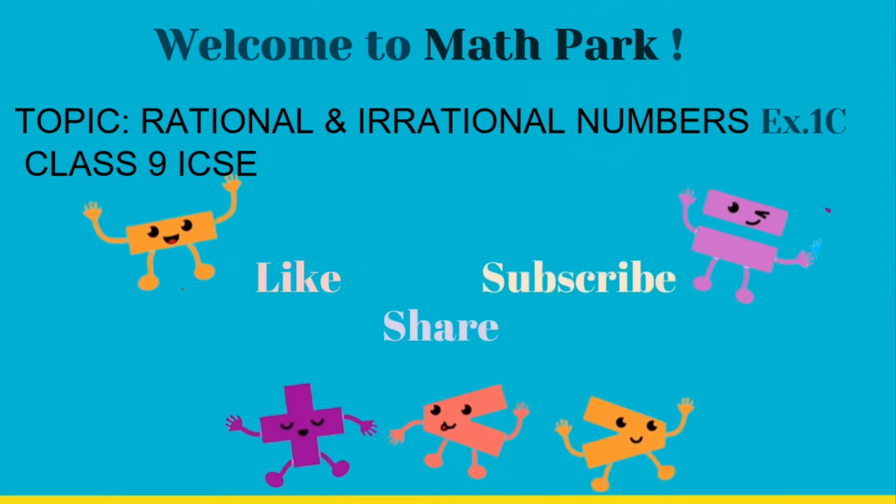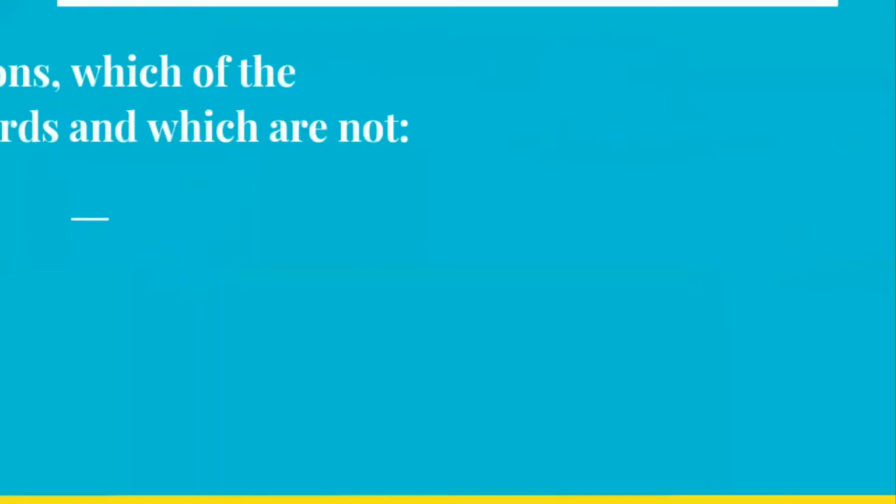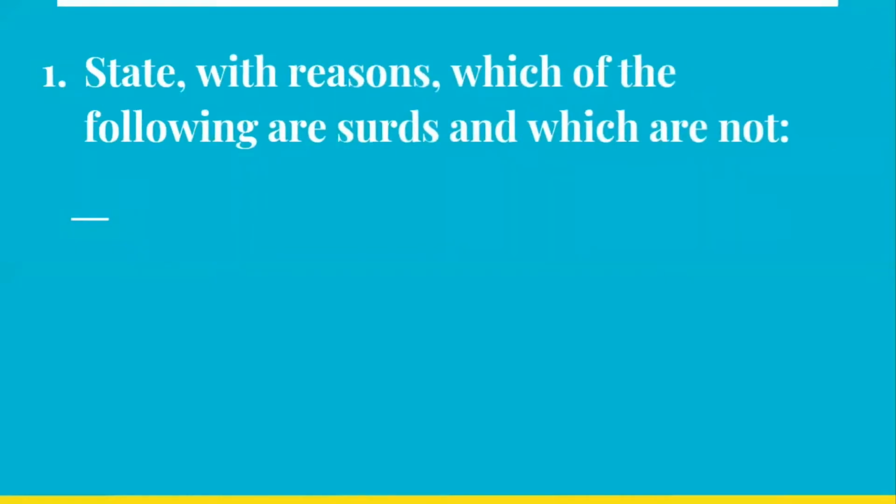So here we start with the first question, and the question says, state with reasons which of the following are surds and which are not. We already have learned how we write a surd. So this is root of 180. Here it is a root, so the power of the surd is 2, so we write it as 180 raised to 1 by 2. Where this is called the radicand, this is the radical, and this is the power or root of the surd. Now, if this radicand is a positive rational number, then we say that it is a surd.